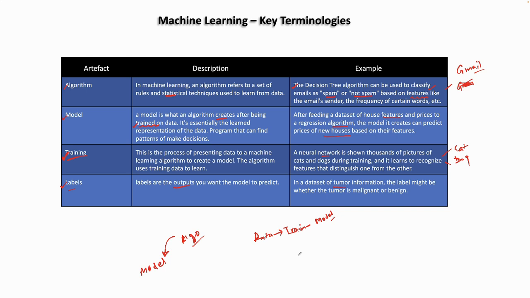Remember, algorithm: set of rules. Model is what an algorithm creates after being trained on the data. Training is a process of presenting a lot of data to a machine learning algorithm to create a model, right? So you train the data and you create the model. Then labels are nothing but the output.